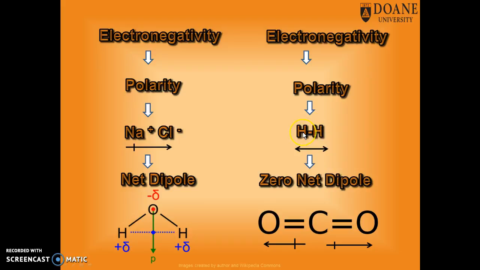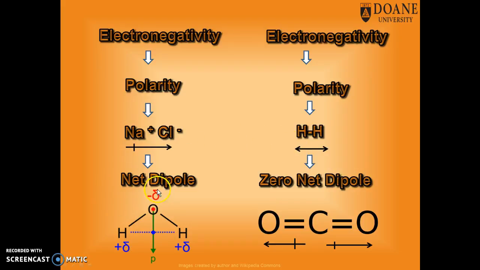On the other hand, hydrogen and hydrogen have both an equal amount of electronegativity. So that means that the dipole moment is net zero, because the dipole moment going from here to here or from here to here cancel each other out.